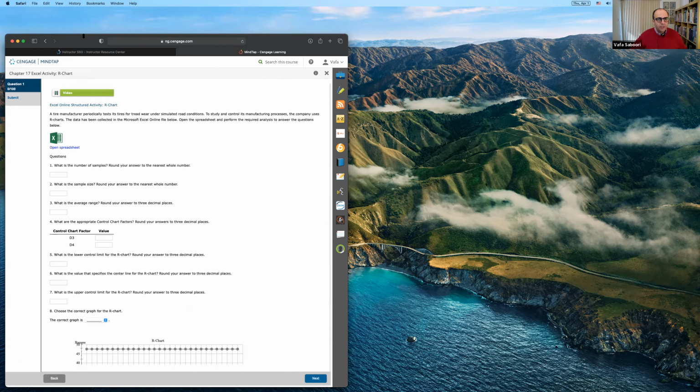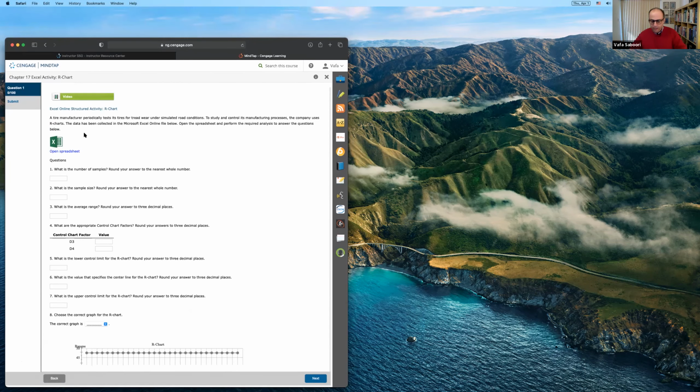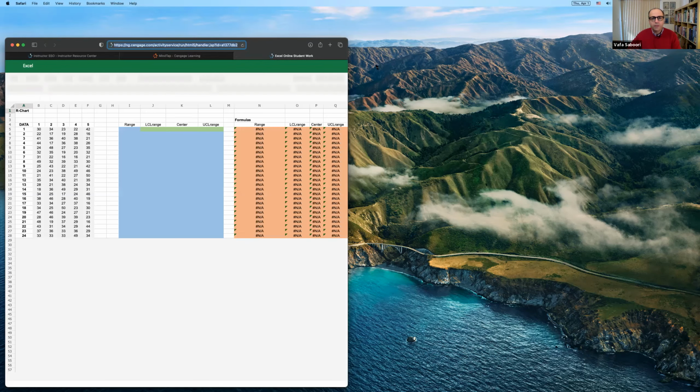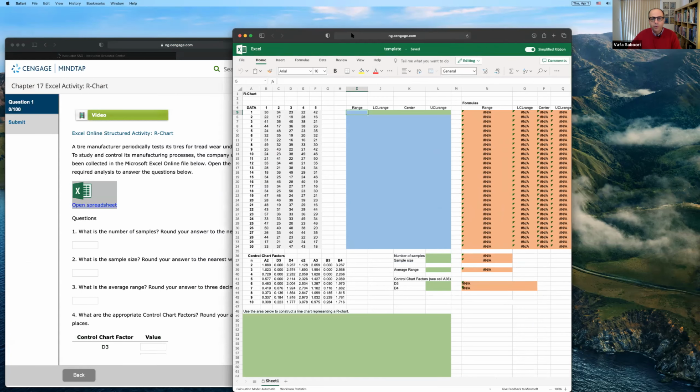Okay. So this is exactly the same question. The tire manufacturer periodically tests its tires for thread wear under simulated road conditions. So it's basically exactly the same situation. And the only difference is that here we are building the R chart. Okay, so let's go ahead and get started and see if we can build this. And again, there's a video available here. This is part of your assignment. There's a video available that you can watch for more instructions.